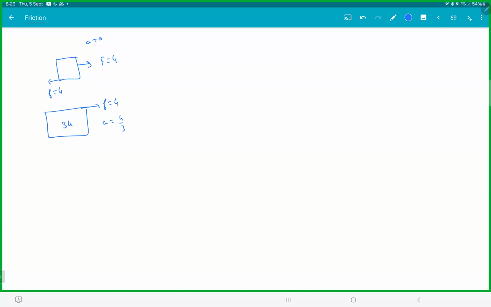You cannot write F maximum until and unless you're sure the 2 kg and 3 kg blocks are slipping. I hope you're getting it. So be careful. This is how you proceed with the problem. There is a process that we can follow for this.